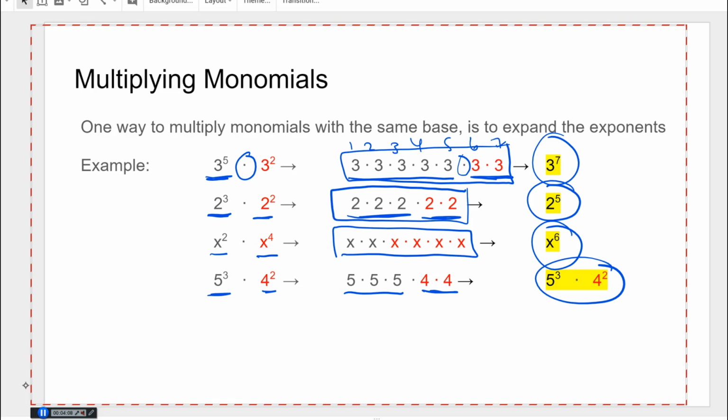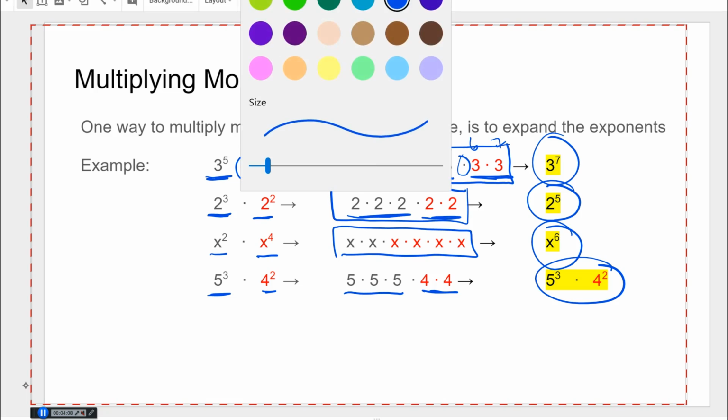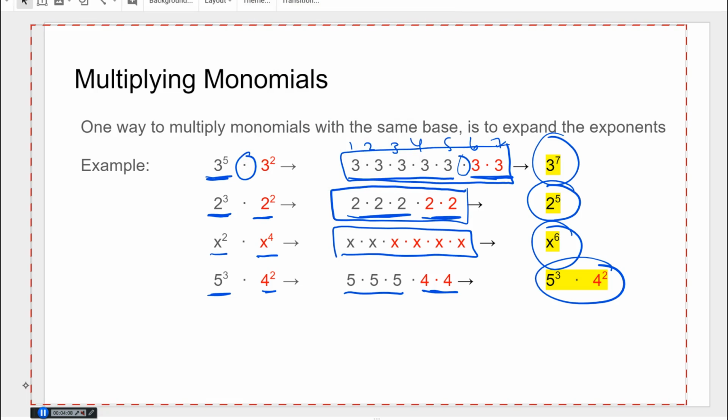Now, see if you can see a shortcut. When we take a look at this, we can actually see a shortcut. So, if I look at the final exponent of 7, how did I get that from the exponents 5 and 2? I added. So if we look at 2 to the third times 2 to the second, they have the same base of 2, and then I could add the exponents, and I would get the answer 2 to the fifth.